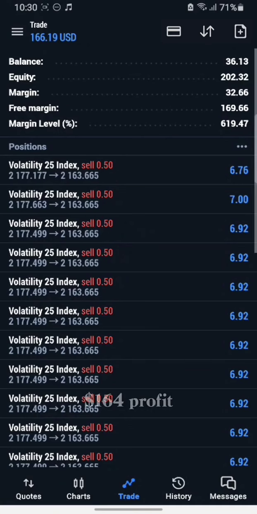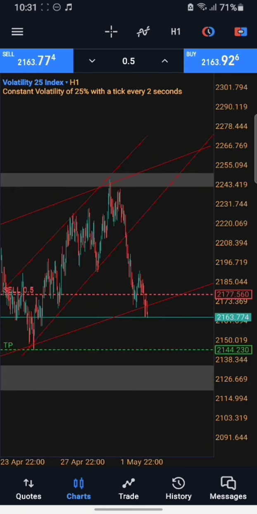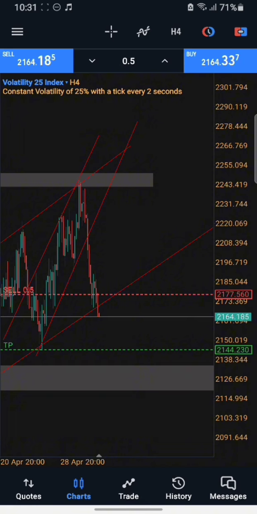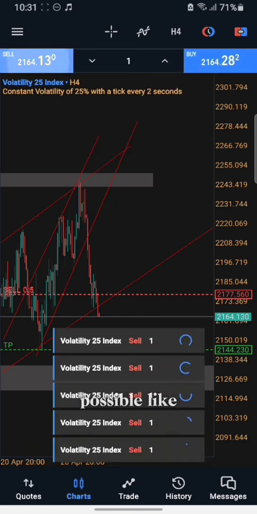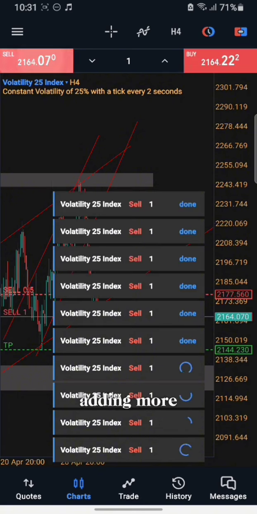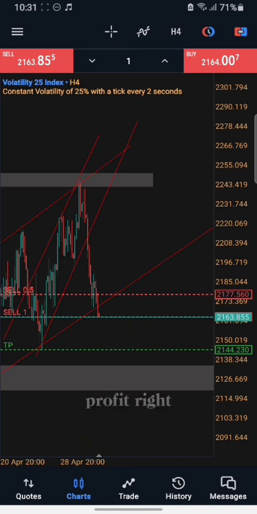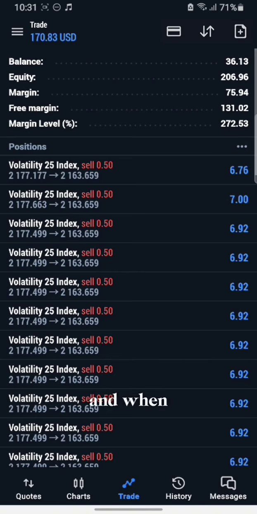Now we are in $164 profit. The market continues going down. So when you're trading, please do not forget to add more positions when it is possible. For example, at this point I'm adding more positions because I have the capacity to do so, because I'm basking in profit right now. So you should add more positions when you see fit and when you think you are correct, and then you can collect a lot of profit.